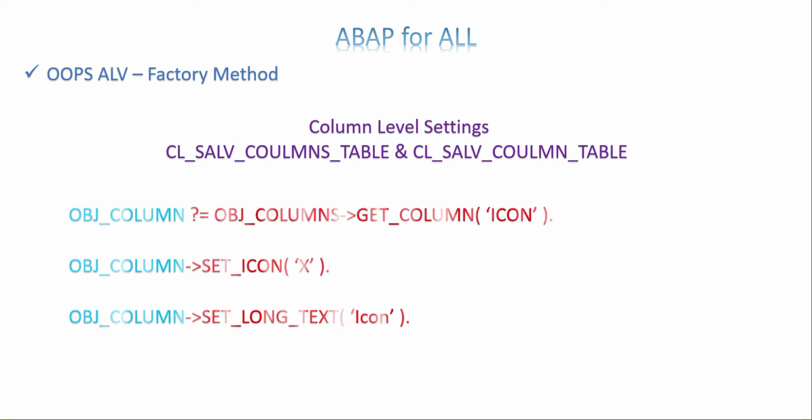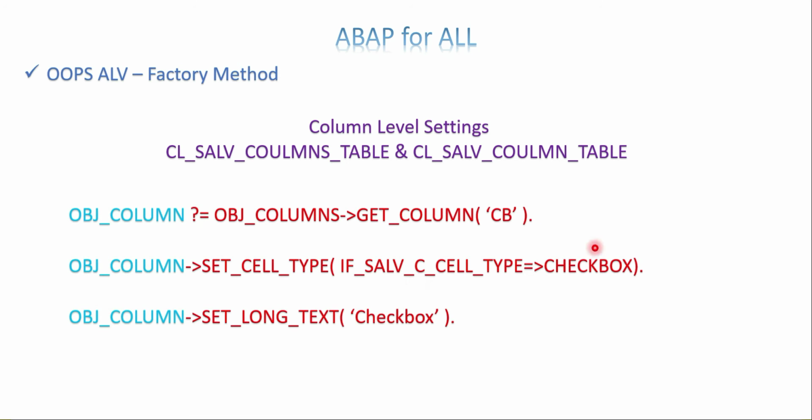Okay. Then, checkbox. I want to enable the checkbox. So here you have to say CB, which is one of the fields in the internal table. So get the reference of it, and then the cell type is going to be the checkbox, and for long text I'm going to say checkbox. Whatever name you want, you can provide it.